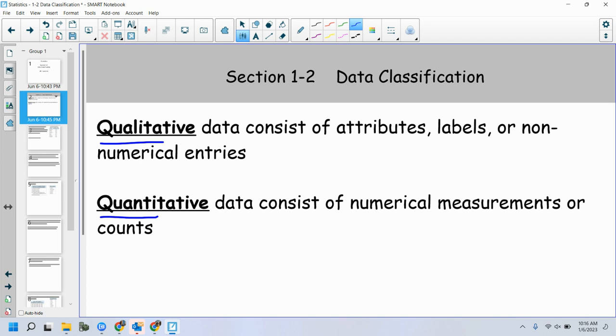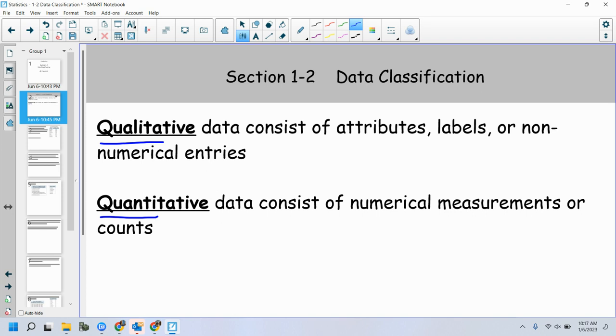So qualitative data consists of attributes, labels, non-numerical entries. Qualitative has some sort of quality. So that would be like, what's the month of your birth? What is your favorite color? What is your favorite movie? Do you respond yes or no to a certain question? That's qualitative data. It does not have any sort of numerical value.